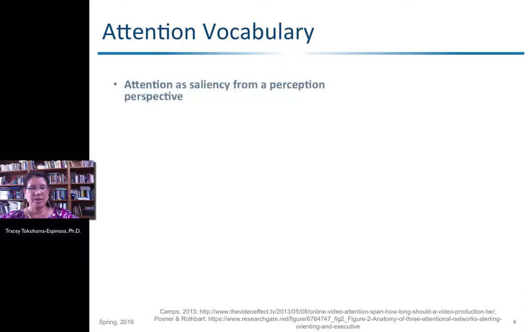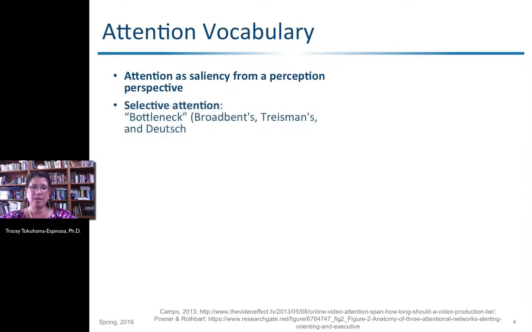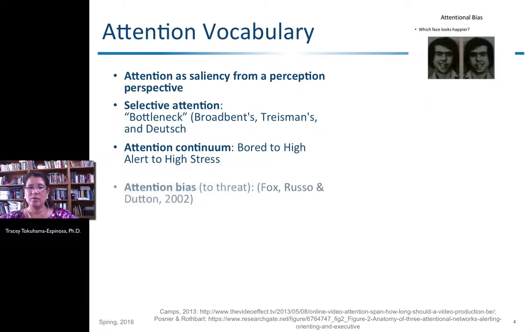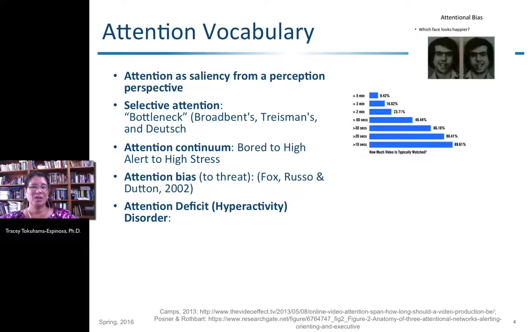So as far as vocabulary is concerned, we want to look at attention as saliency from a perception perspective, selective attention, the attention continuum from being bored to high stress, and attention bias: why is it that people pay attention to things that are scary more than things that are pleasant? We will not be looking at ADHD in this video. We will have a special section on this though. I hope you can join us on that.